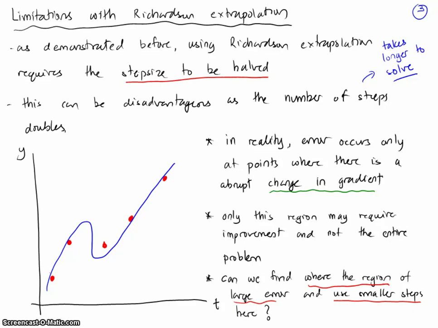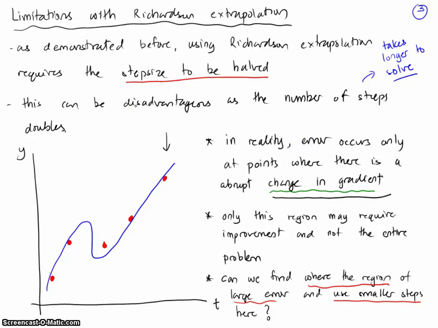So this becomes a limitation because the number of steps that you need to perform for your RK4 doubles whenever you halve the step size. As the step size gets smaller and smaller, the number of steps that you need to perform becomes higher and higher, so the algorithm basically becomes inefficient. Now in reality, whenever we solve an ODE, regions with high error do not occur everywhere within your solution domain. Most of the time, the error occurs at certain points, and those points happen when the solution has an abrupt change in the gradient.